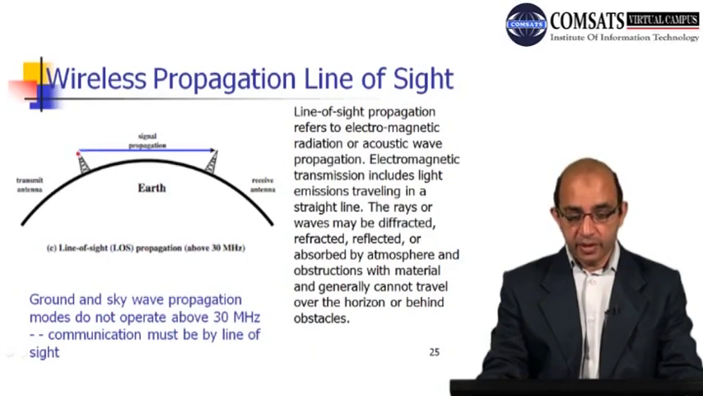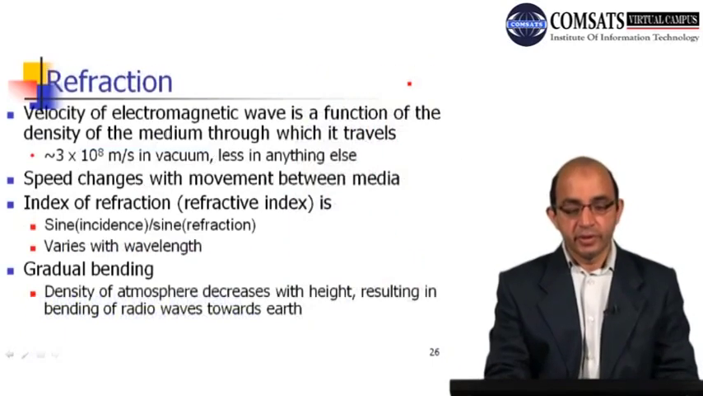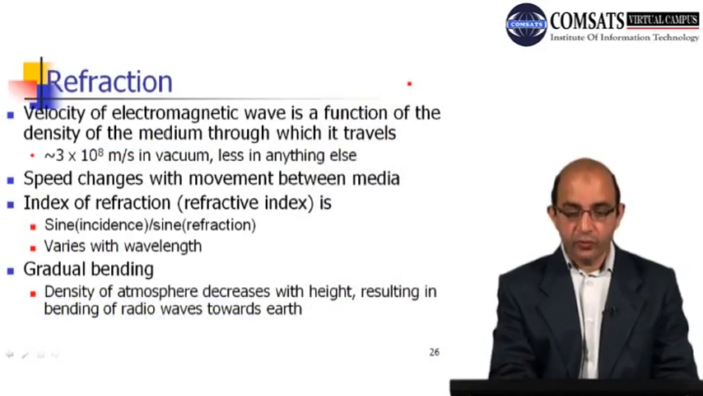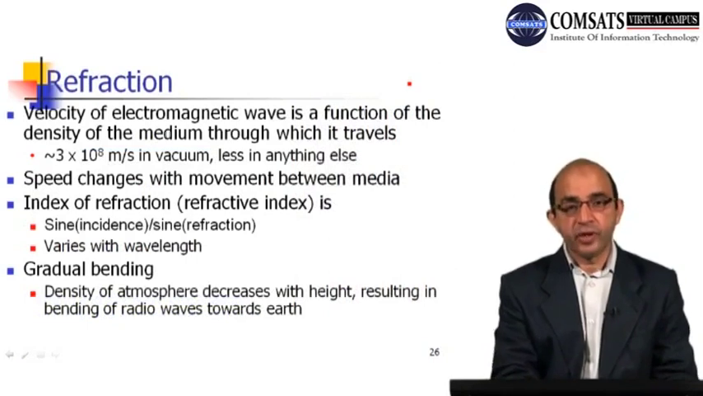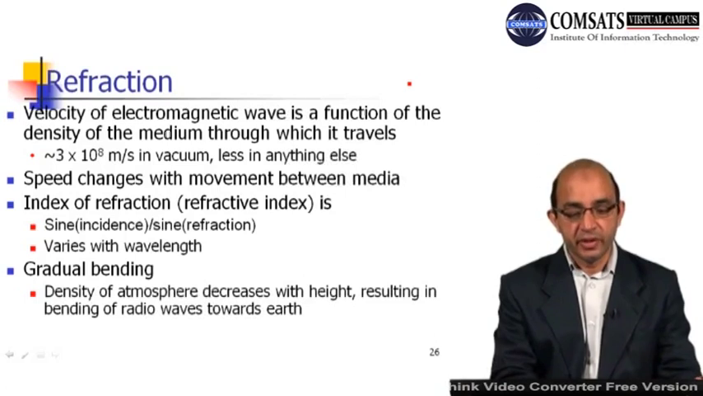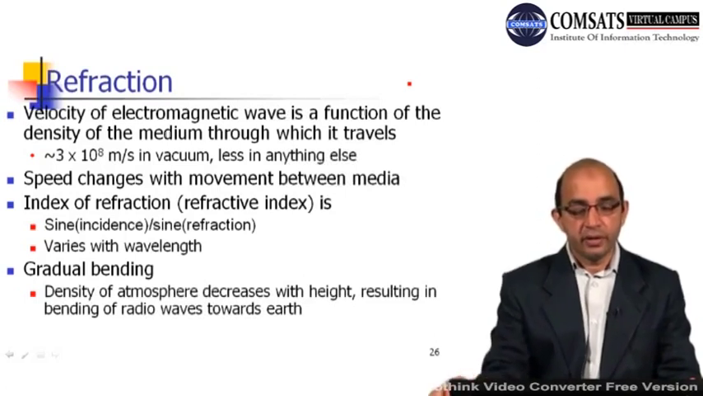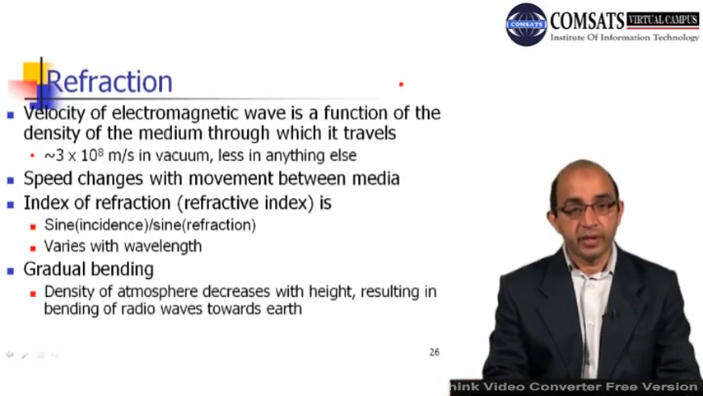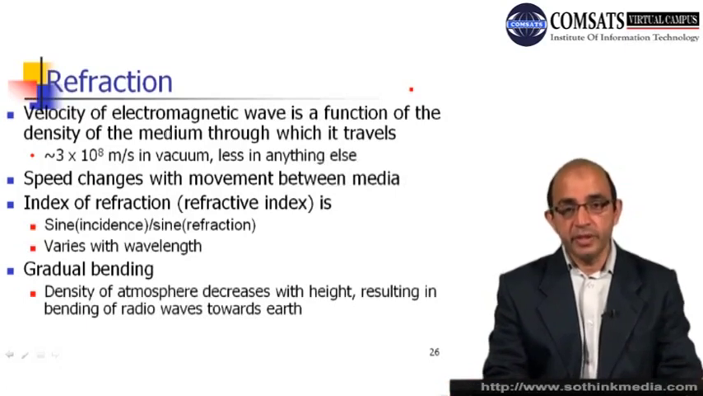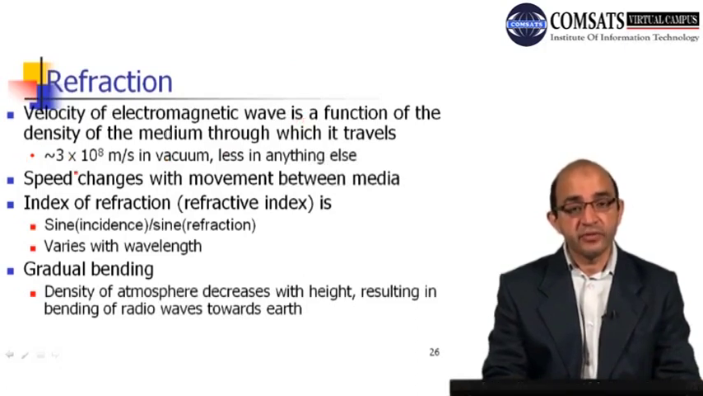So the communication must be line of sight. So let's talk about refraction. When the electromagnetic wave enters from one medium to another medium, it bends from its original path. That is called refraction. Obviously, when an electromagnetic wave enters from one medium to another, its speed also varies, right? As mentioned, the velocity of an electromagnetic wave is a function of the density of the medium.